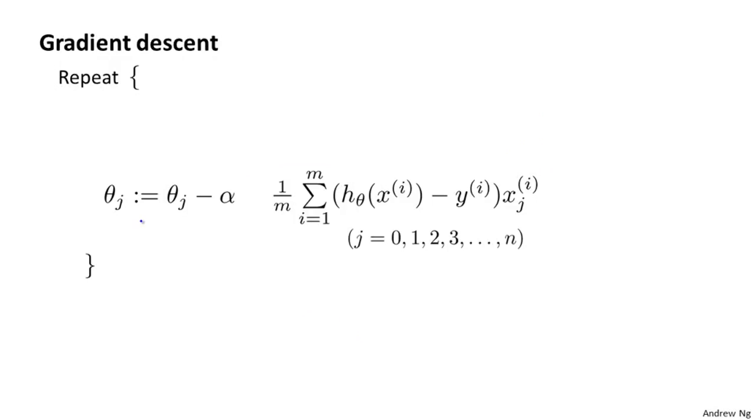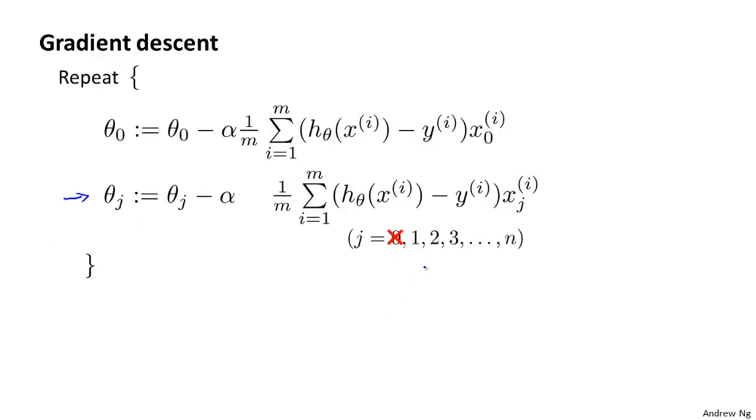Previously, we were using gradient descent for the original cost function without the regularization term, and we had the following algorithm. For regular linear regression without regularization, we will repeatedly update the parameters theta j as follows for j equals 0, 1, 2, up through n. Let me take this and write the case for theta 0 separately. So, I'm just going to write the update for theta 0 separately from the update for the parameters 1, 2, 3, and so on up to n.